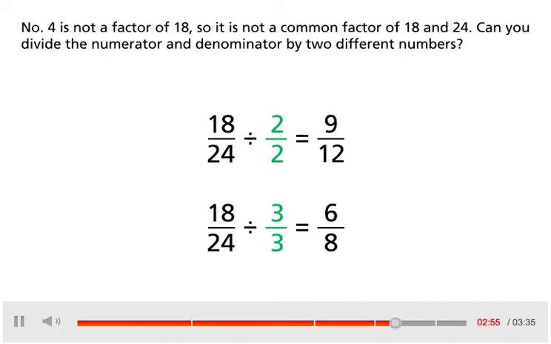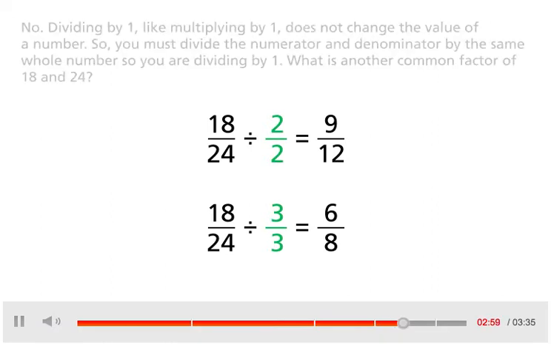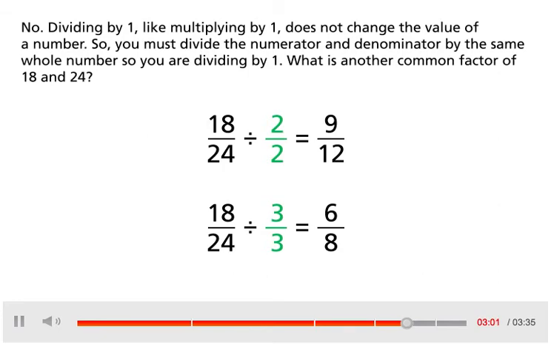Can you divide the numerator and denominator by two different numbers? No. Dividing by 1, like multiplying by 1, does not change the value of a number. So you must divide the numerator and denominator by the same whole number, so you are dividing by 1.